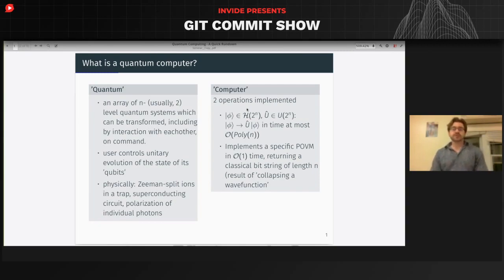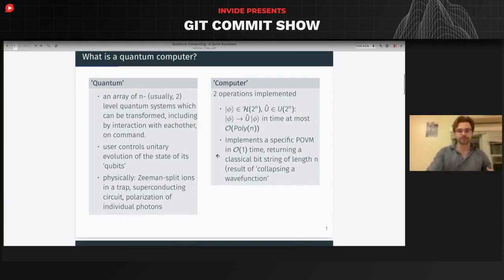There also needs to be some kind of quantum measurement. We refer to that as a POVM, a positive operator valued measure. And that should happen in constant time. That should take a quantum state that is on n qubits to a bit string of length n. This is collapsing the wave function, if we're all familiar with that term.